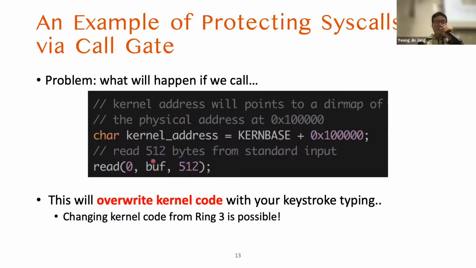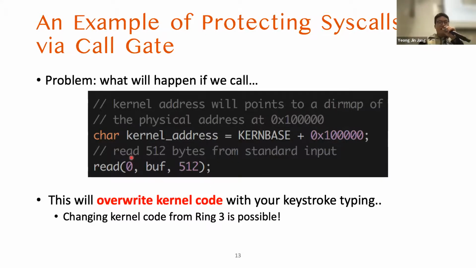Suppose this is the address for sys_write or something. Then it will run the read system call, which lets you type some data. When you type the data, that data will overwrite the kernel memory. If that's set as the sys_write function, then you can overwrite the function, and later when you invoke the write system call, it will run a completely different function. So overwriting the kernel memory should definitely be prohibited.